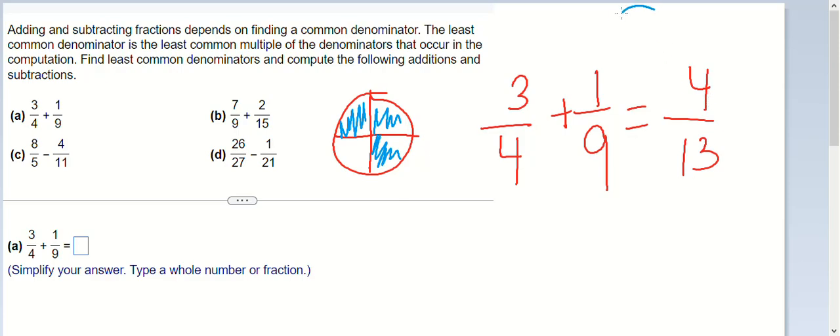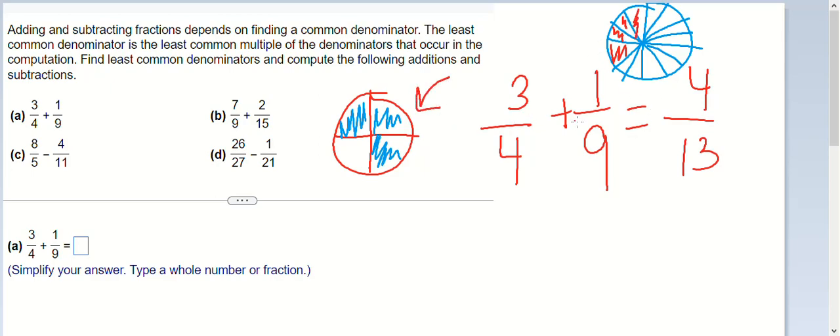If I had a circle and I cut it into 13 pieces, let's see, I've got 4, 5, 6, 7, 8, and they'd have to be equal size pieces. This is going to be a little off. 9, 10, 11, 12, 13. So these aren't exactly equal size pieces. But if I colored in 4 of them, 1, 2, 3, 4, that's not even half of my circle.